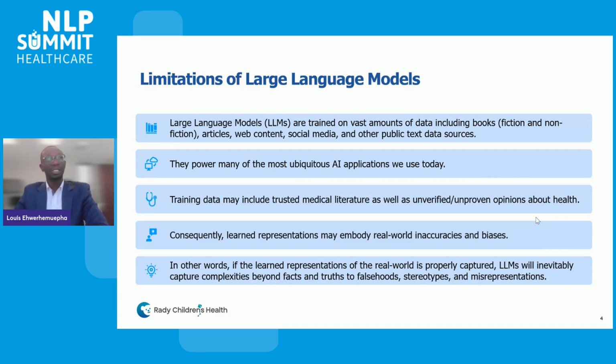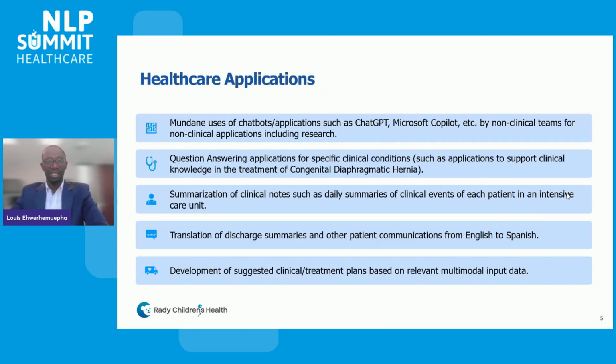While the training data may contain trusted medical literature, it could also contain unverified clinical claims. Consequently, the LLM's representation, if it properly embodies the real world, would also capture corresponding inaccuracies, bias, stereotypes, and so on and so forth. In other words, essentially, if the LLM's representation of the real world is captured properly, LLMs will inevitably capture complexities beyond facts and truths to falsehoods and misrepresentations.